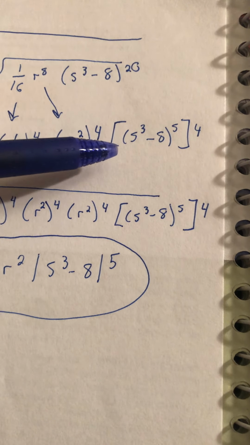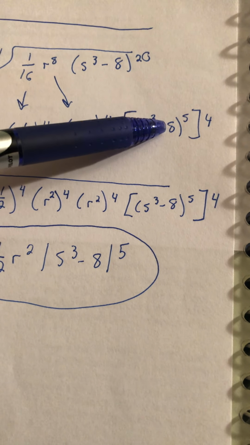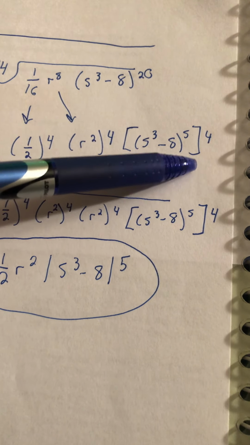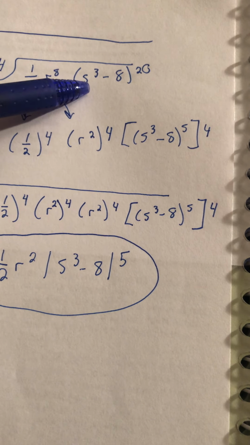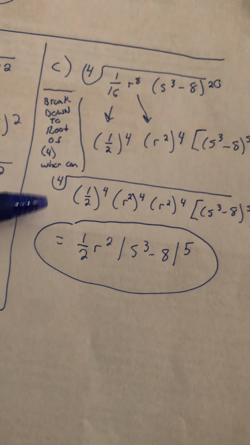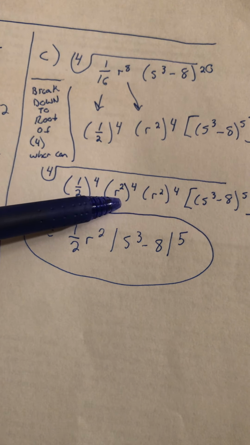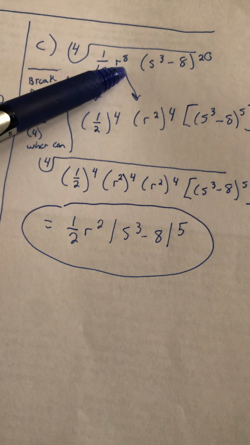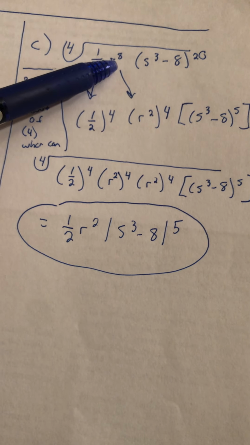Now something you're going to see a little different here is this s cubed minus 8. I broke my 20 down into 5 and 4. That way it cancels out the index. Can't really do anything with the s and the 3 or the 8 at the moment. So I'm going to rewrite down here. I got 1/2 to the 4th from here, r squared to the 4th from breaking the 8.